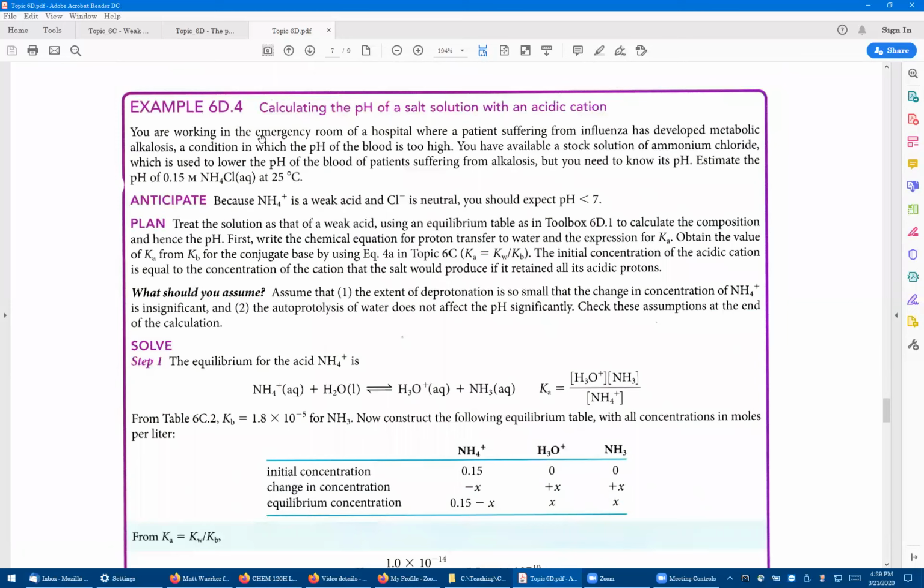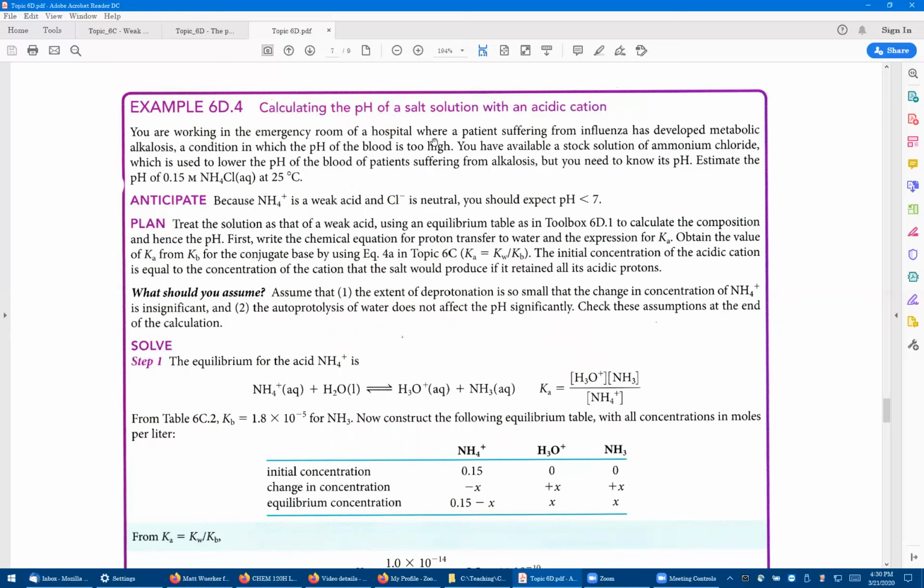This is example 6D.4. This is calculating the pH of a salt solution that has an acidic cation. So we expect the solution to behave like a weak acid, and the material that is going to be involved in it is one of these conjugate acids of a weak base. And you can read the language up here about where all this comes from. Actually, it's kind of apropos for the current environment we're working in.